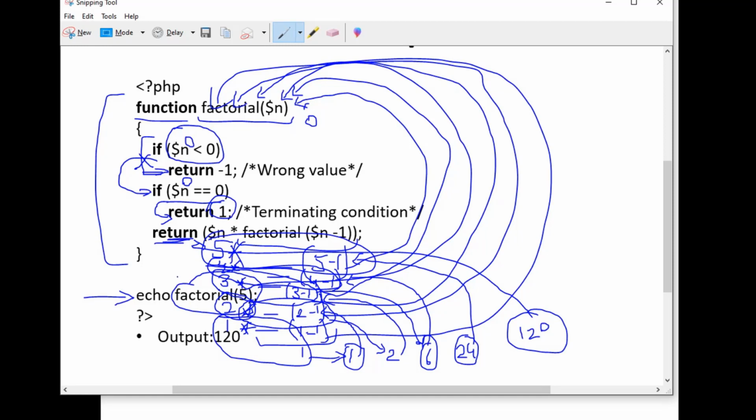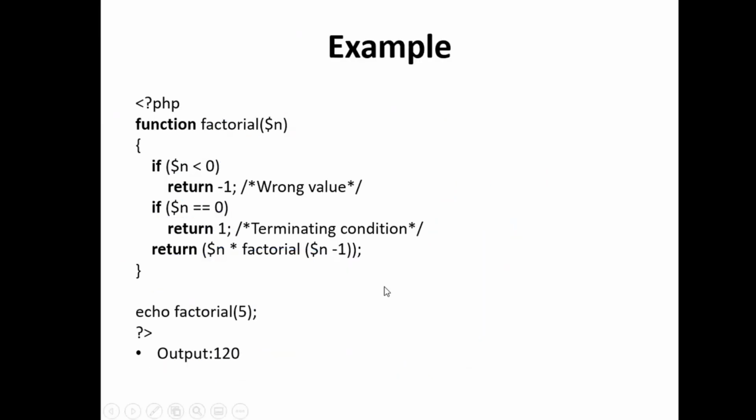This 120 will be placed over this return statement, and this return statement will return 120 to where this function was called. And since we have an echo statement, echo 120, it will display the output as 120. So on the screen, we get the output as 120.